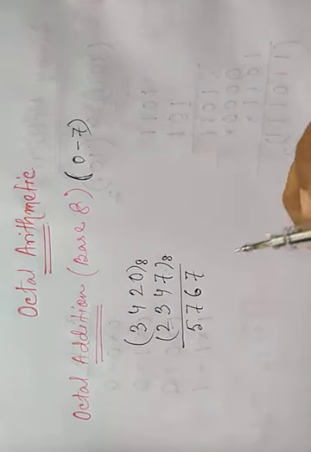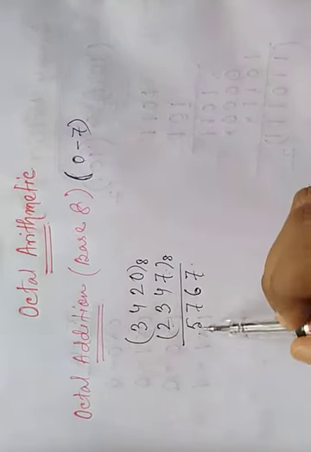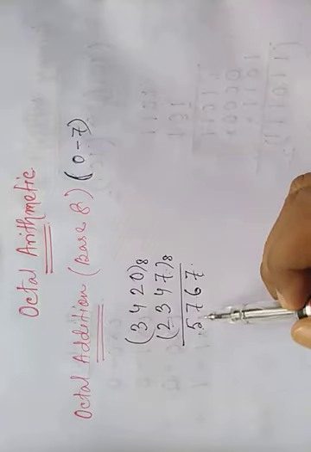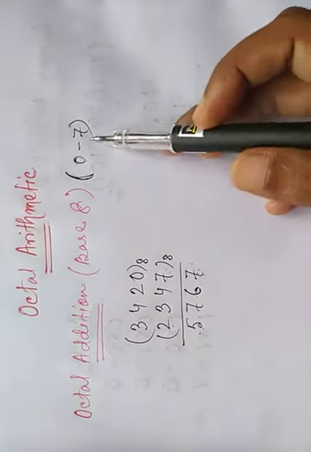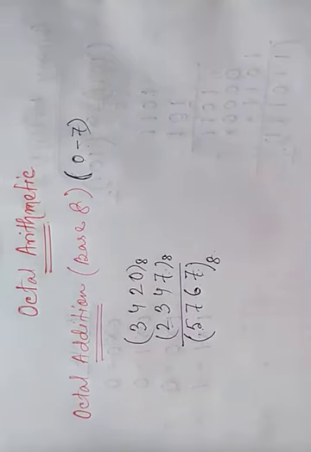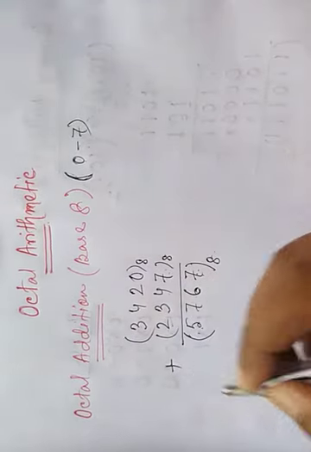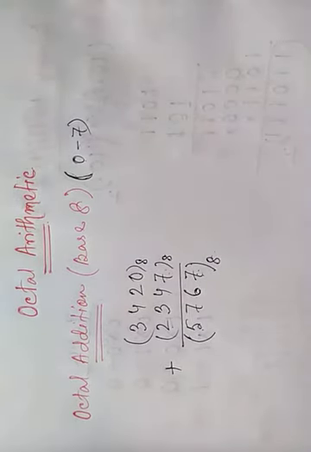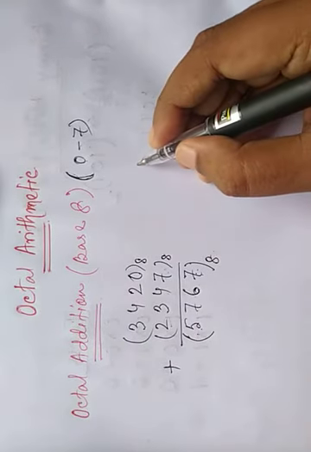So 5767 is also an octal number having all the digits within the range 0 to 7. This is within the octal number system. This is for addition. Now let us take another number.